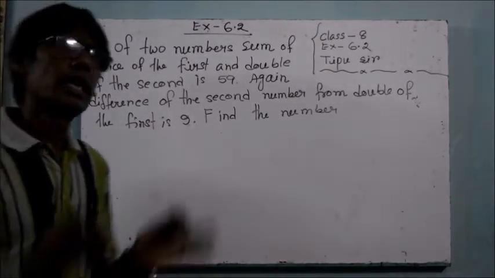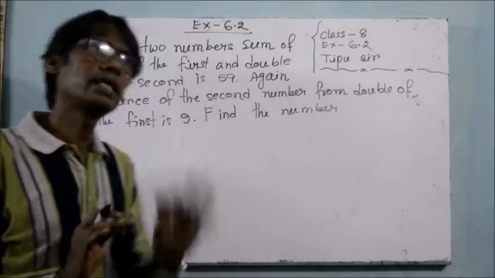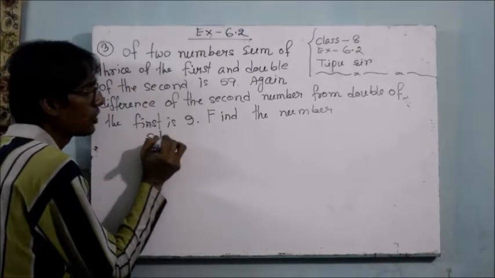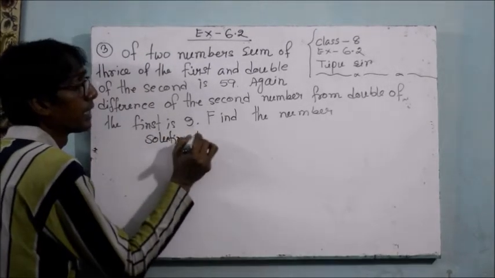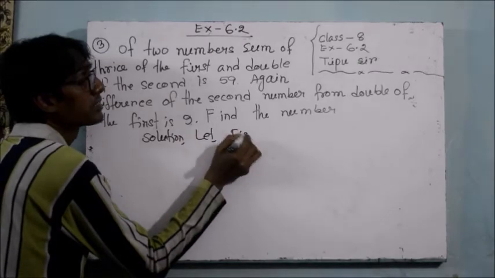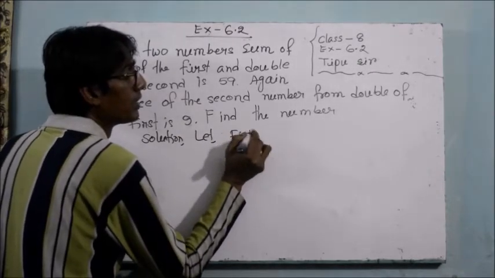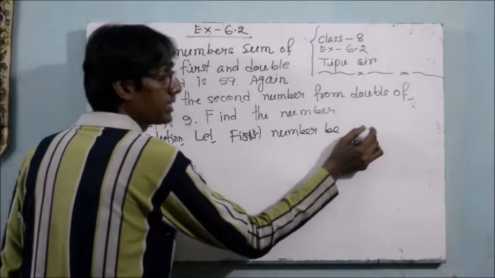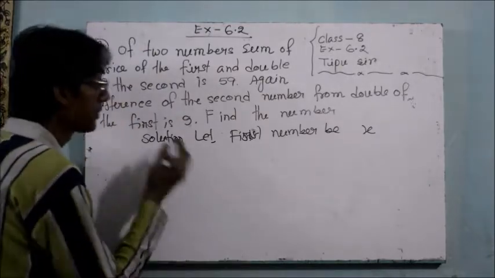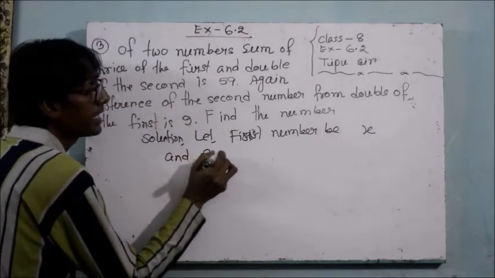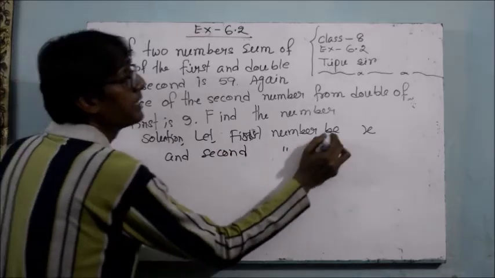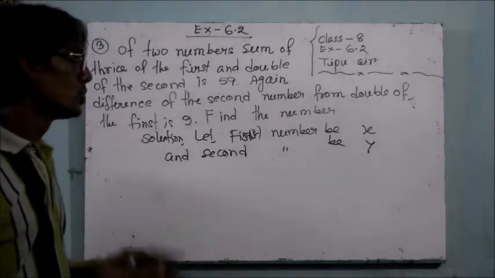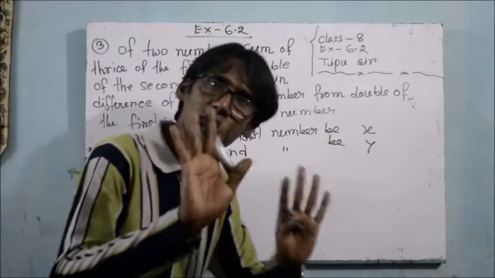So in that case, assume the two variables: let the first number be x, which is a positive number, and the second number be y, which is also a non-negative or positive number. So we have already assumed two variables here.